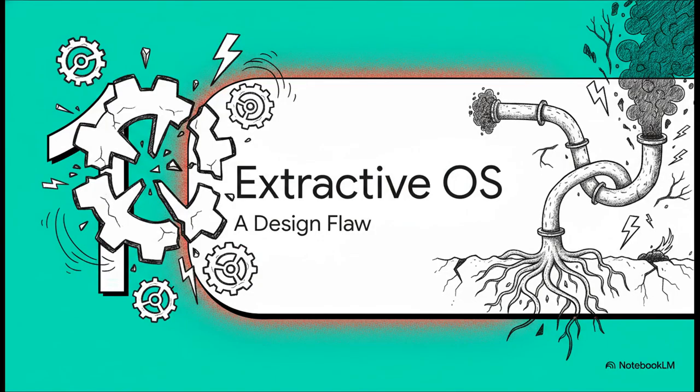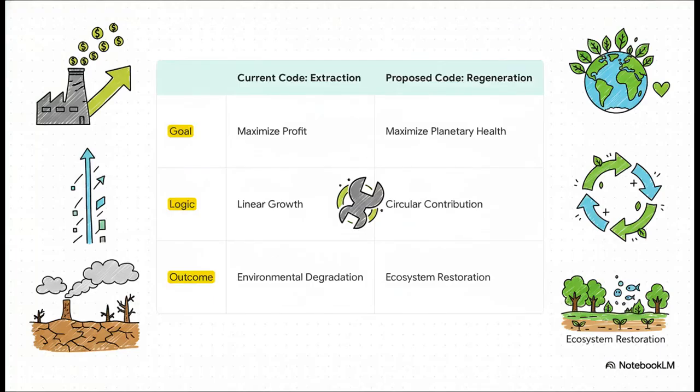All right, let's dig into that. Let's really look at the design of our current economic code. I mean, the logic it's built on has brought us to where we are today, for sure. It's created a system with incredible power, but it's also got some pretty serious side effects. And here's the thing, the problem isn't really about bad people doing bad things. It's that the system itself, the code, is optimized for one thing: extraction. The goal is to maximize profit, which leads to linear growth, and the outcome, intended or not, is environmental damage.